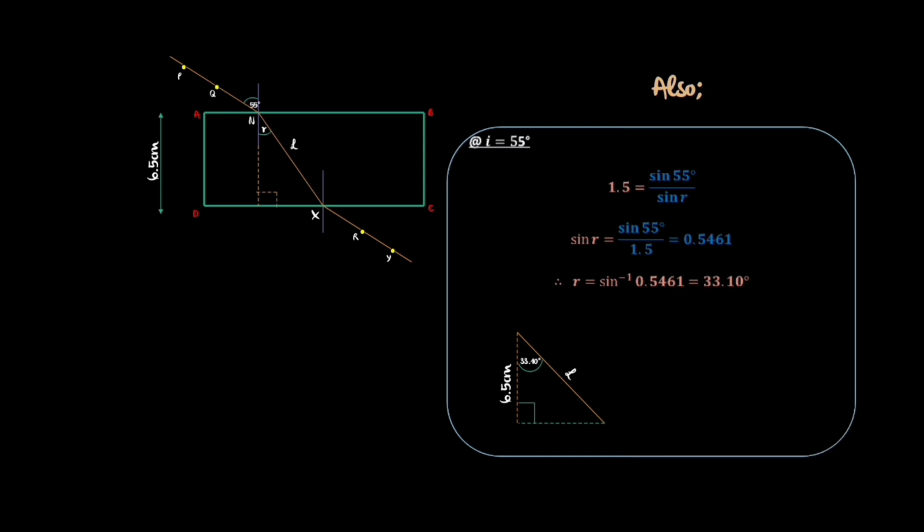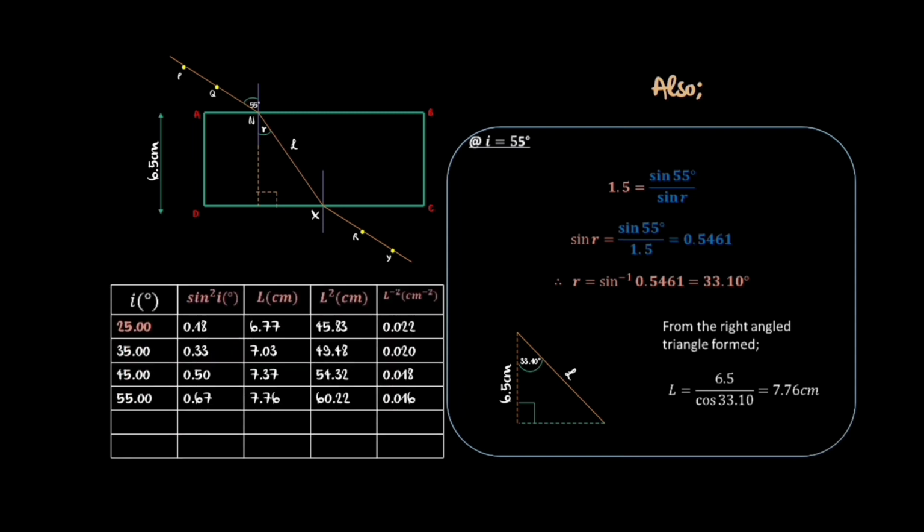So we also input it in our right angle triangle we carved out from the diagram. Once we've done that, evaluating it as we did before, L is equal to 6.5 all over the cosine of 33.1. We'll get the value of our L to be 7.67 centimeters, and we fill it up in our table of values and also evaluate the other parameters, as you can see.